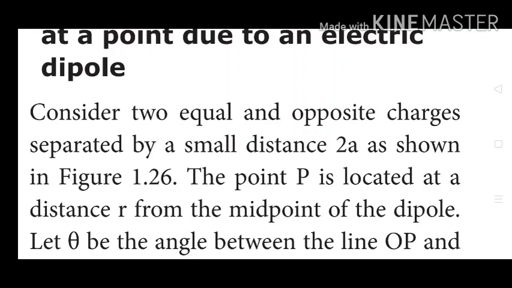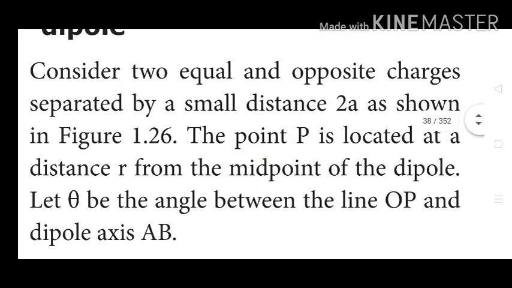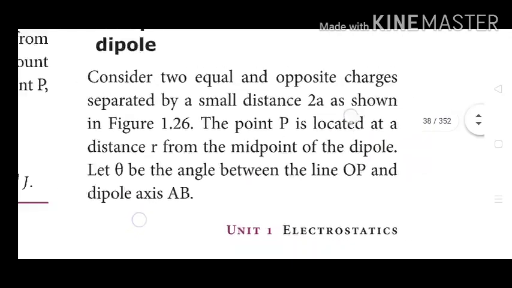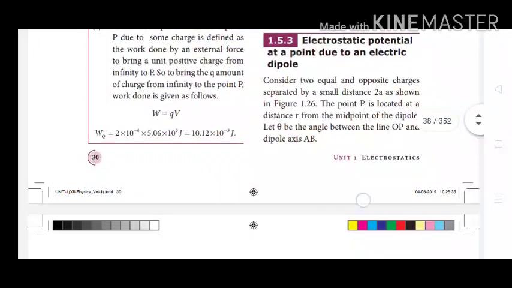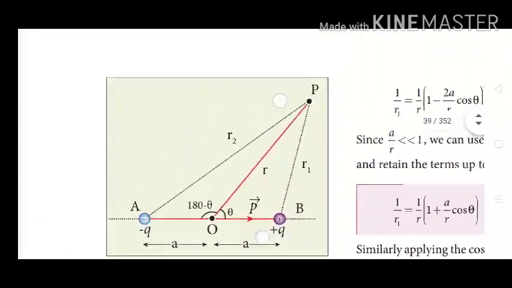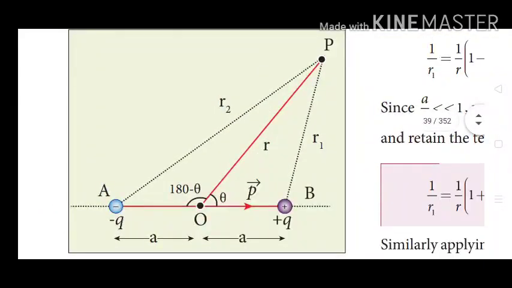Consider two equal and opposite charges separated by a small distance 2a, as given in the diagram. The point P is located at a distance r from the midpoint of the dipole. Let theta be the angle between the two points. See the diagram. Try to understand, children. The dipole is placed, that means minus q is placed at A and plus q is placed at B.